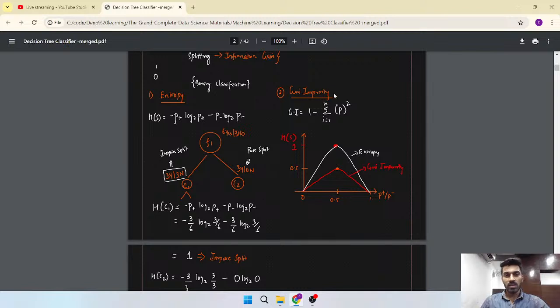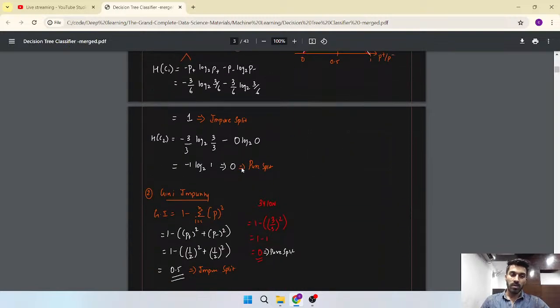And the second one is Gini impurity. Gini impurity is basically 1 minus the summation of probability squared. So that's it. For entropy, you can see that the graph ranges between 0 and 1, and for Gini impurity, the graph ranges between 0 and 0.5.